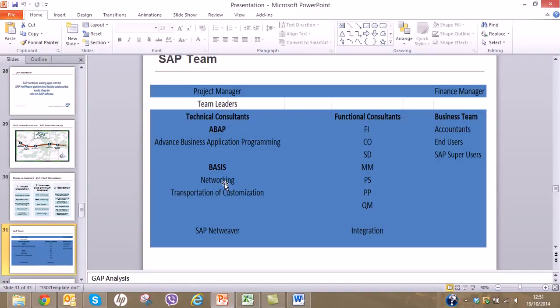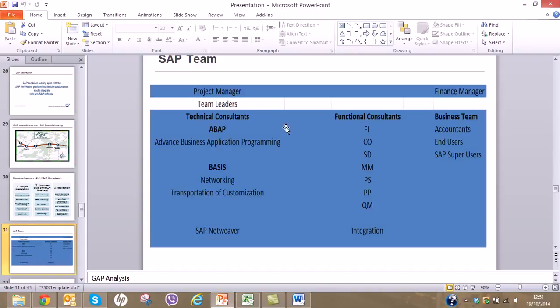So who does that job? The basis consultant. It's the job of the basis consultant who does all the networking and who is responsible to transport one customization to another client. And SAP NetWeaver is also the job of the basis consultant. So the basis consultant is also a very busy person during the project.